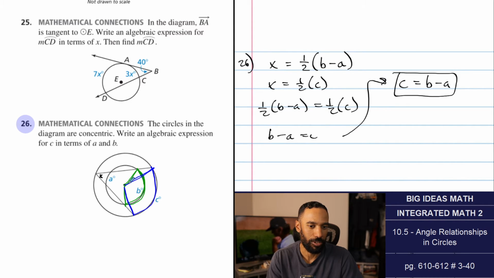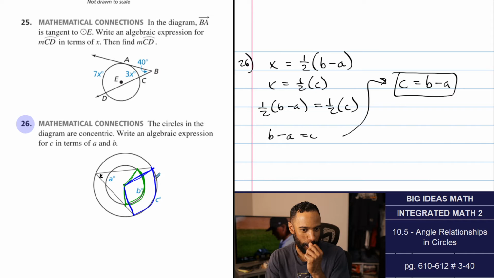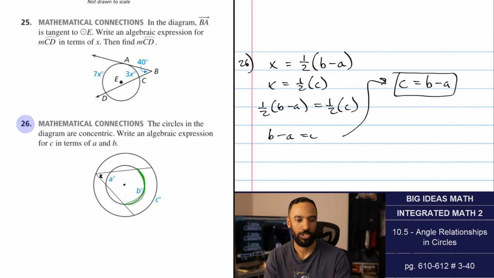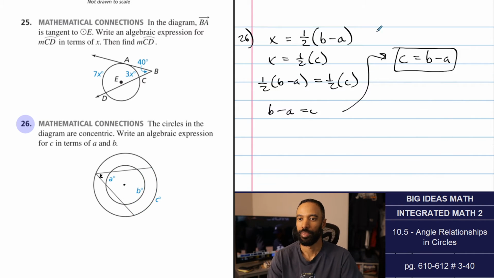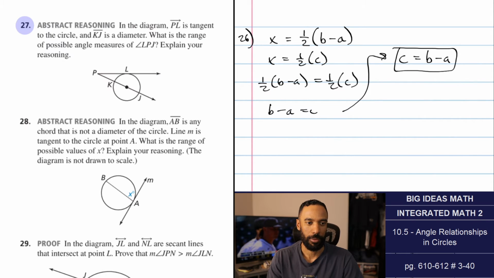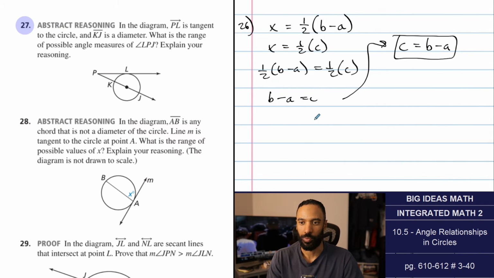Smaller central angle, therefore smaller measure. How much smaller of a measure? Take out A's measure. So it does make sense for that to be the answer. Okay, let's keep moving forward. Let's go to number 27. Abstract reasoning.